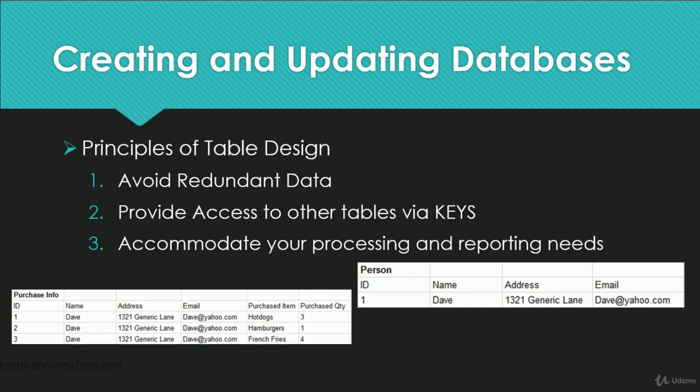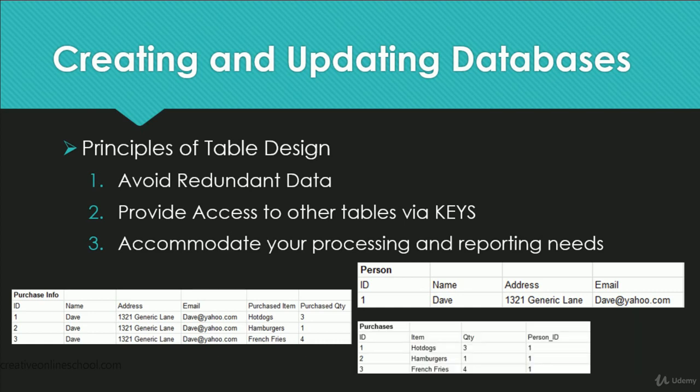First, to avoid redundant data, we keep info about the person in its own table with the primary key of ID. Next, we create the table for purchases. Notice the column on the right called Person ID. It stores the information needed to identify the correct person. We call these foreign keys, and it allows this data to be connected back to the primary key in the person table.